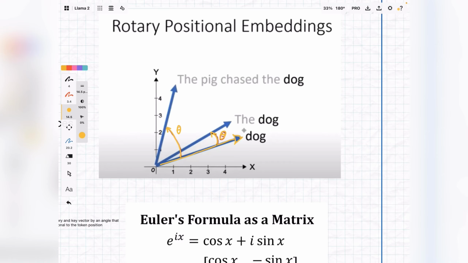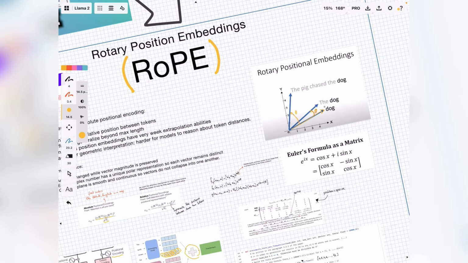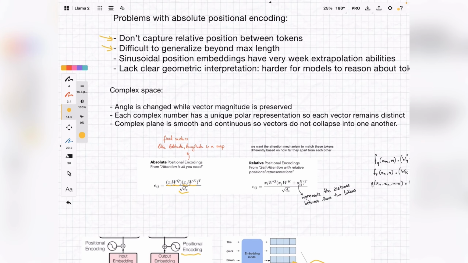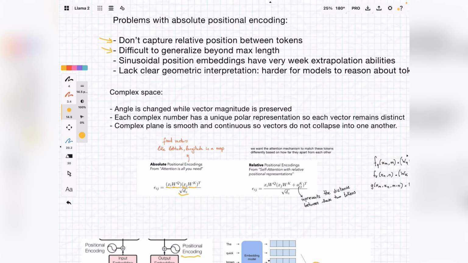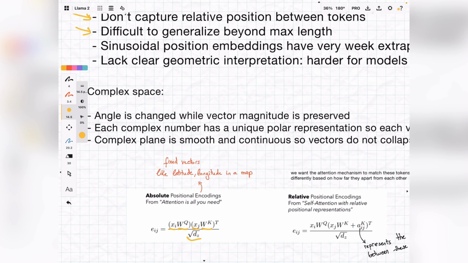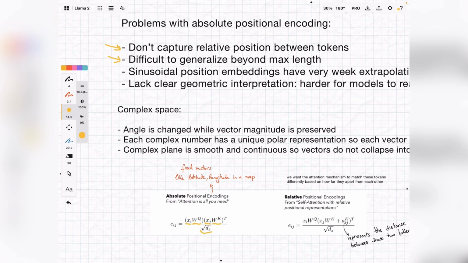We need another space that actually has those properties. So this is the complex space. What's nice about it is that as we rotate, you can change the angle while keeping the magnitude of the vector preserved. That change of angle actually contains that information, not just for the absolute position, but between the tokens themselves, which is limited in the Euclidean space.